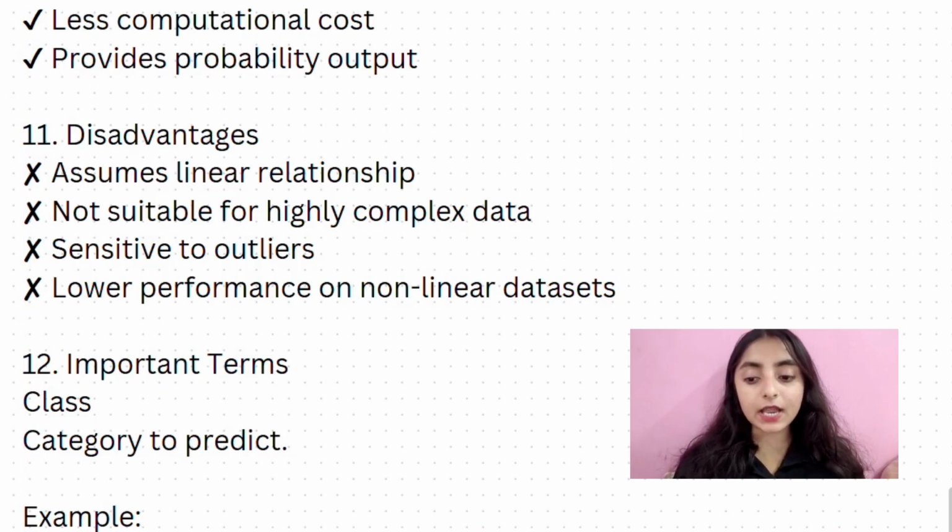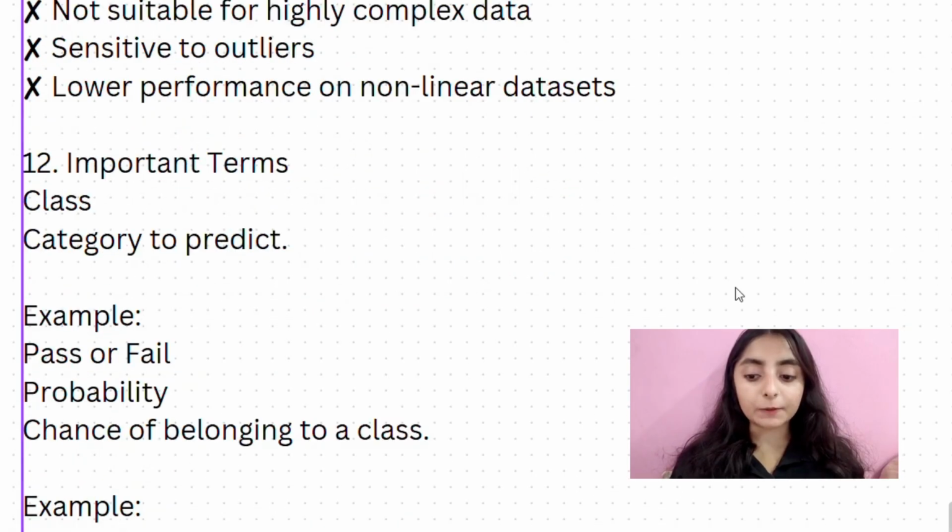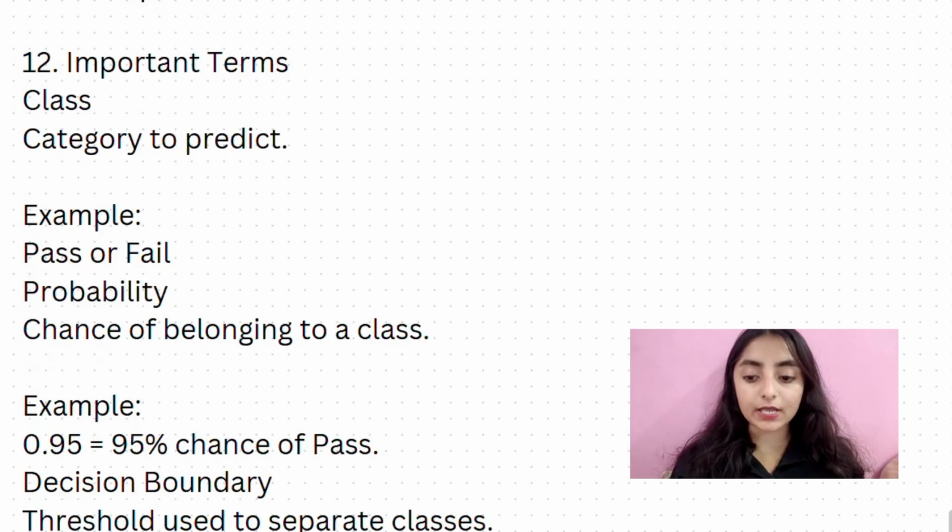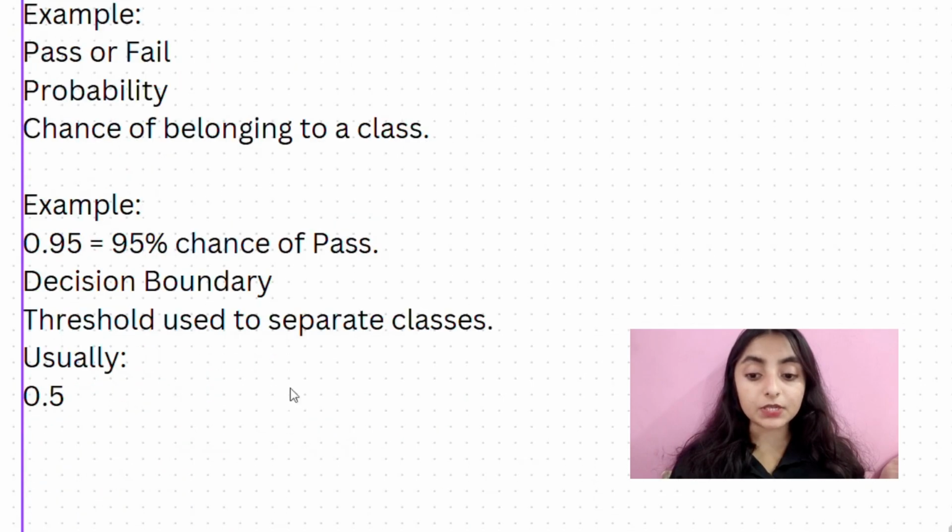So the important terms we can see are class and category to predict. For example, we'll take pass or fail. Probability is the chance of belonging to a class. The chance of belonging to a class, for example 0.95, is equal to a 95% chance of pass. Decision boundary is the threshold used to separate classes.